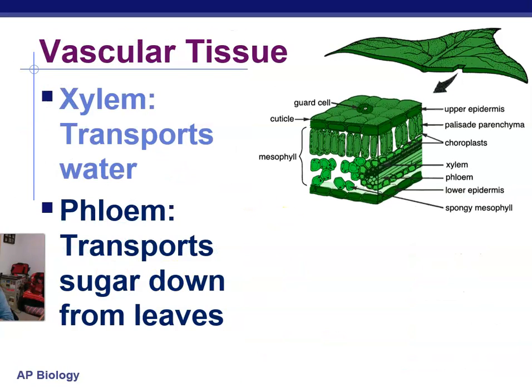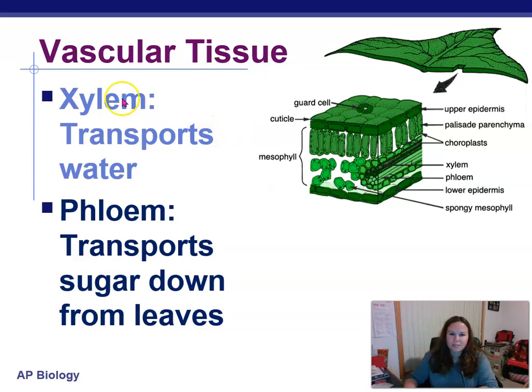All right, so here are our definitions. Xylem transports water, and phloem transports sugar. So water goes up from the roots, and since it's the leaves where you're making sugar, that goes down. So they're kind of opposites of each other. You've got to transport things to all parts of the cell.